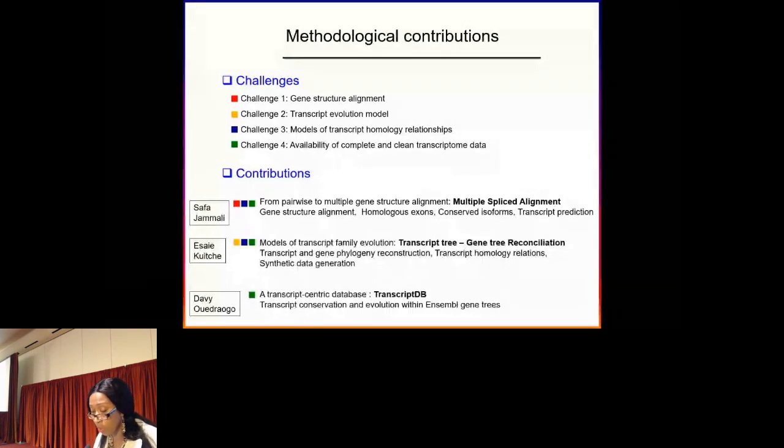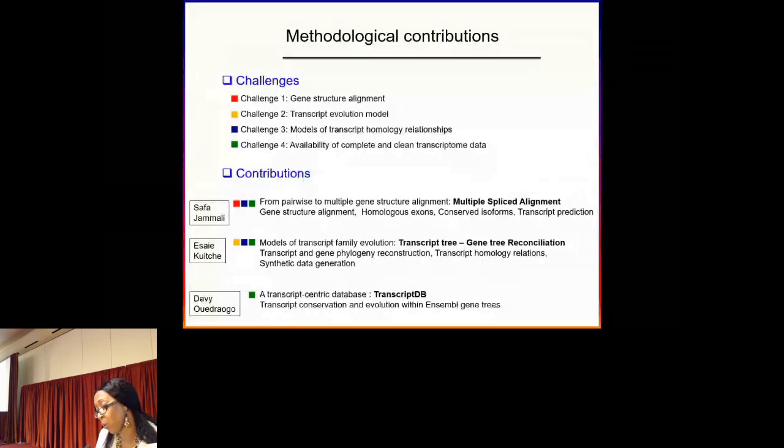The second set of work that I will be talking about was led by another PhD student of the team who ended his PhD in 2020 and is now an assistant professor at McGill University, Isaïe Kwitche. Isaïe worked on a model of transcript family evolution, especially the extension of the notion of reconciliation. We know the reconciliation between gene trees and species trees. This model was extended to a double reconciliation, taking into account the transcript tree, gene tree, and species tree. These works were used for transcript and gene phylogeny reconstruction, of course transcript homology relations, and sensitive data generation as well. First contributing to challenge two, challenge three, and challenge four.